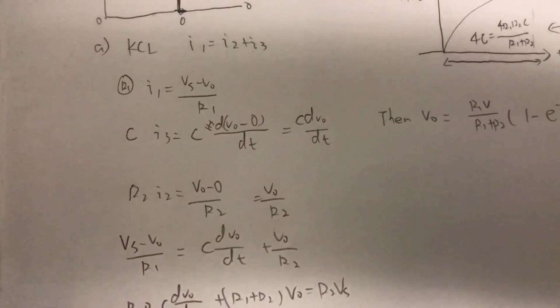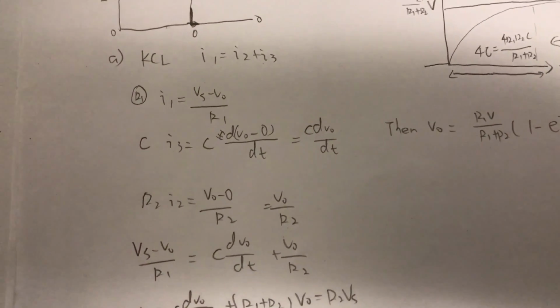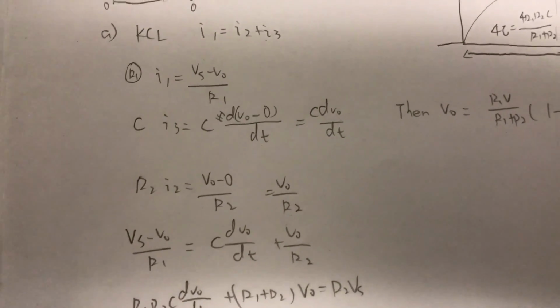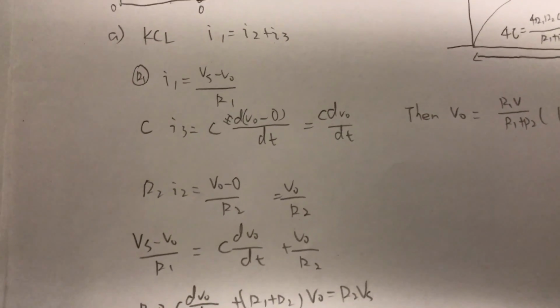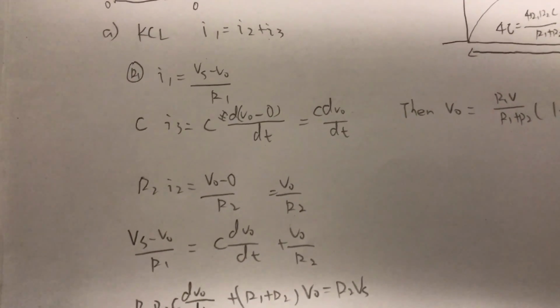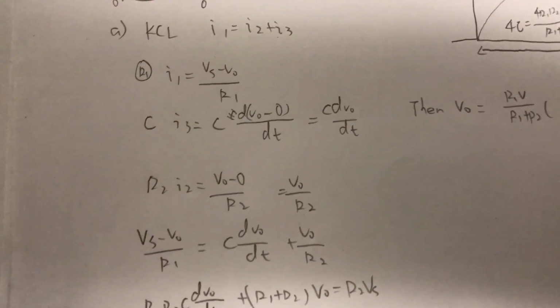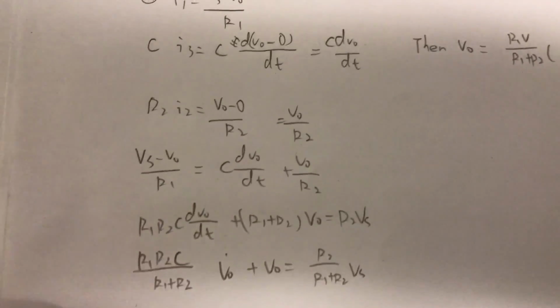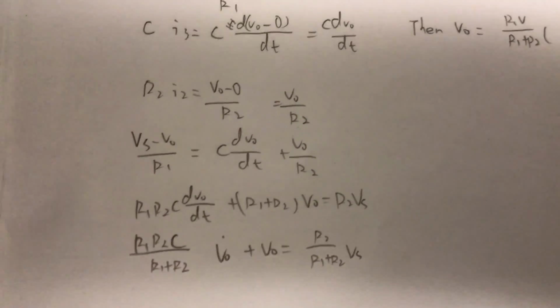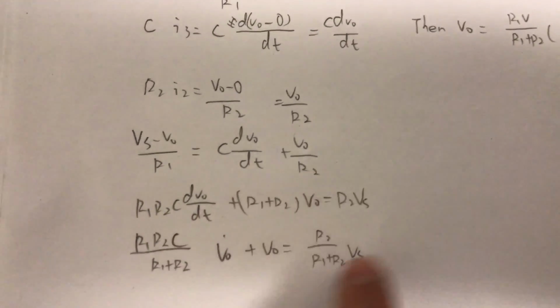So we get the KCL equation: (Vs minus V0) over R2 equals C dV0/dt plus V0 over R2. We solve this equation and get the equation as I showed here.